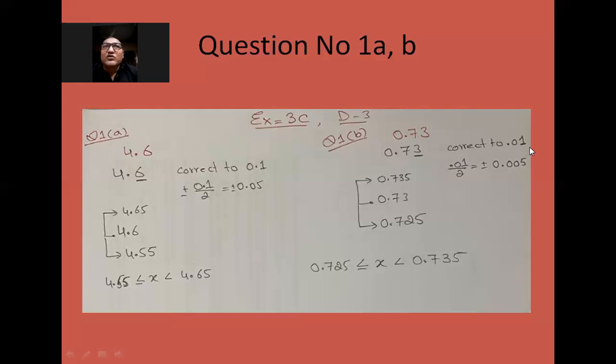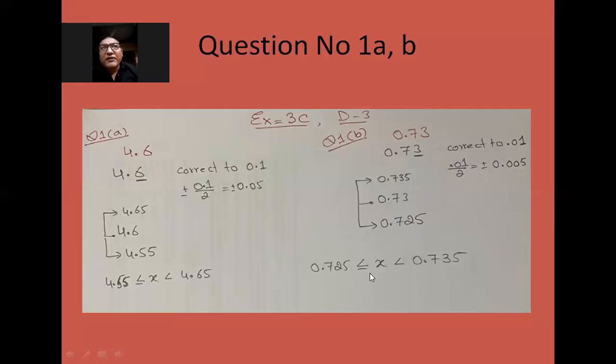Whatever it is correct to, you divide that by 2. So 0.01 divided by 2, you get 0.005. With it, you write plus minus. If you add this number to your main measurement, you will get the upper bound. If you subtract this number from the main measurement, you will get the lower bound. The main measurement is 0.73. If I add 0.005, you get 0.735. If you subtract 0.005 from 0.73, you get 0.725. So this is your upper bound and this is your lower bound.